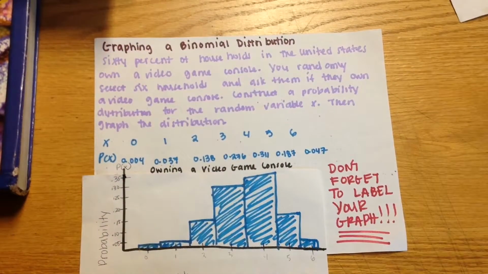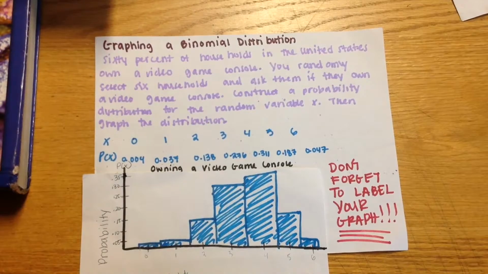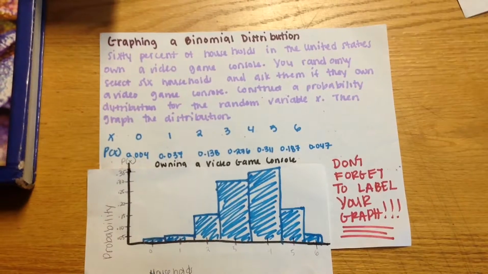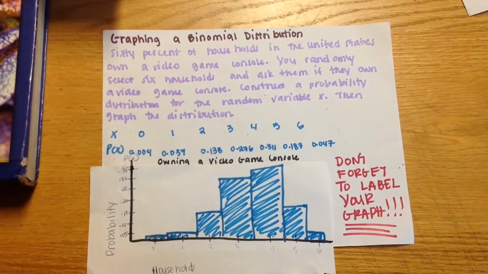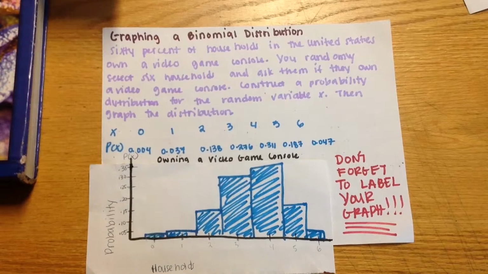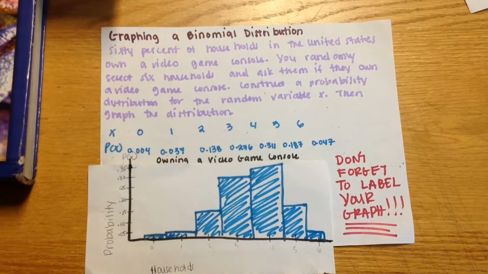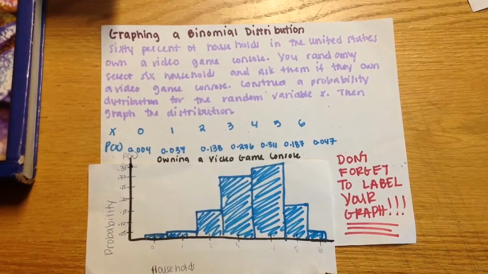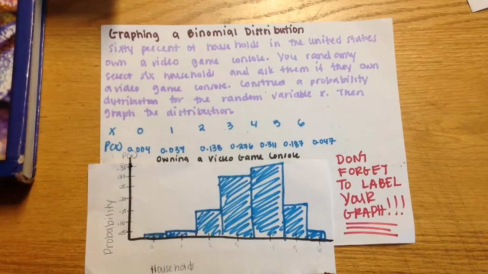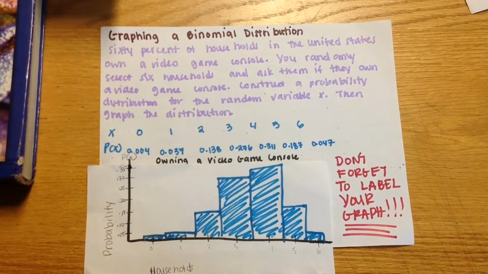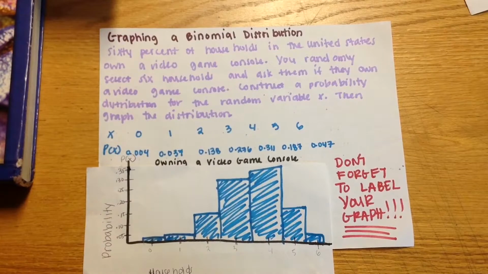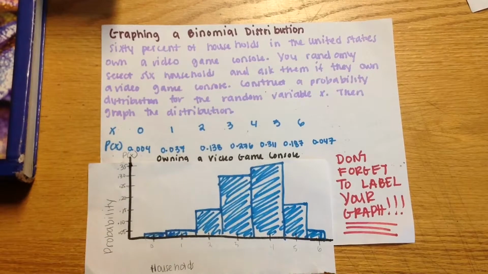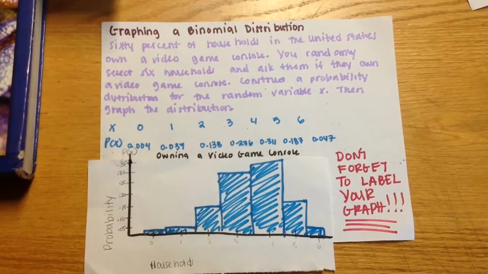60% of households in the United States own a video game console. You randomly select 6 households and ask them if they own a video game console. Construct a probability distribution for the random variable x, then graph the distribution. First, we are labeling the graph, owning a video game console. The probability is the y-axis, labeled 0.05 through 0.35. The x-axis is the households, labeled 0 through 6. Do not forget to label your graph.